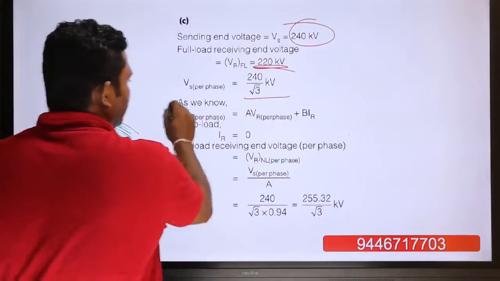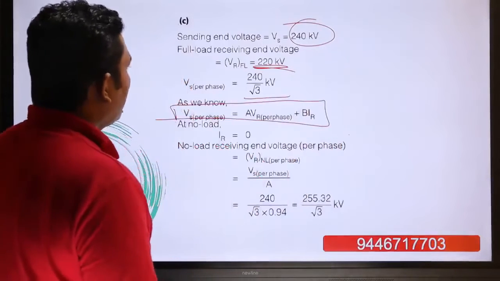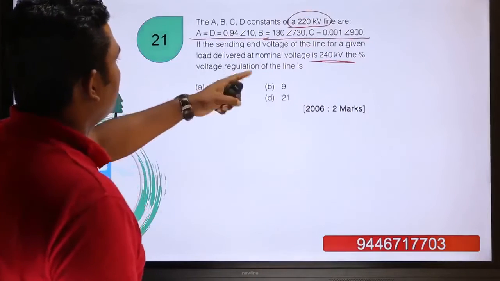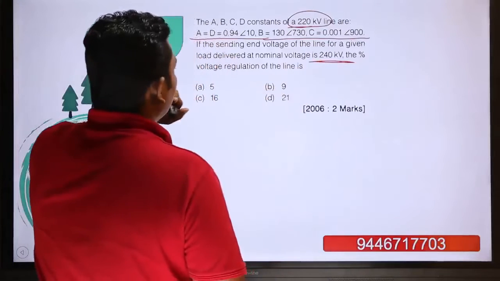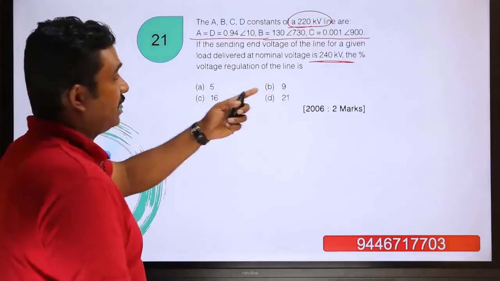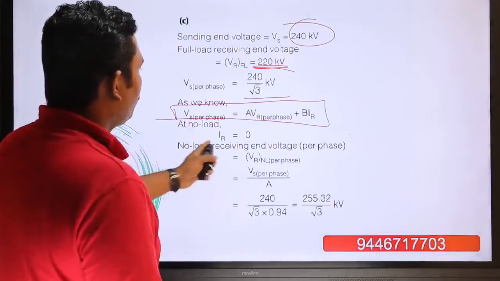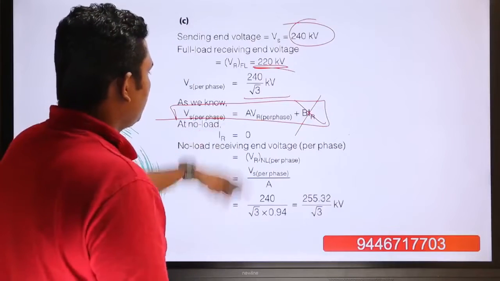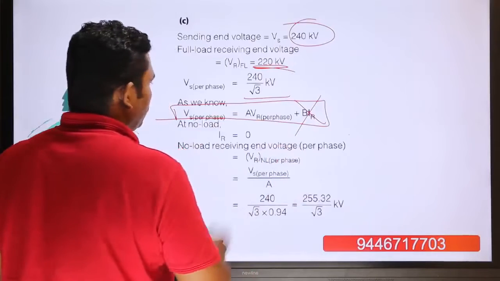Now what is VS? VS is equal to A VR plus B IR at no load condition, because we are going to find out the voltage of the line for a given load delivered at a nominal voltage of 240 kV. We will have to find out the no load condition voltage of the line. So we will have to go for IR is equal to 0. So the second term will be equal to 0. So VS is equal to A VR. So the no load receiving end voltage is equal to VS by A.